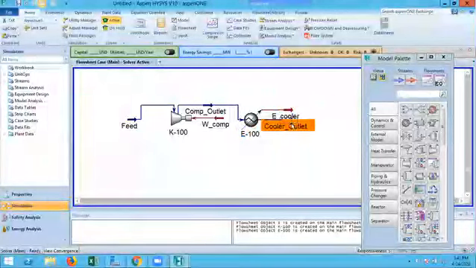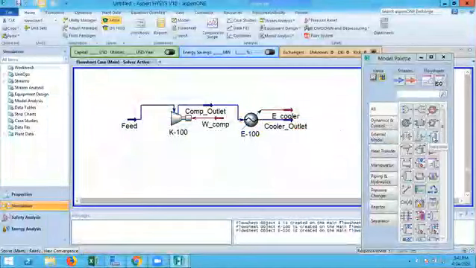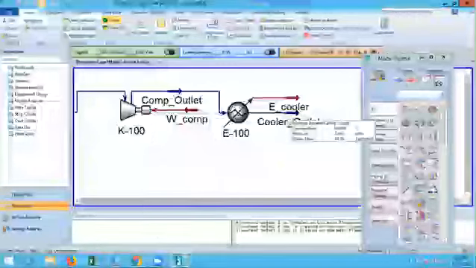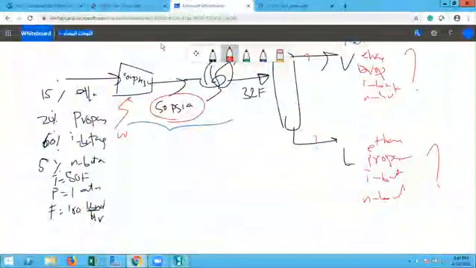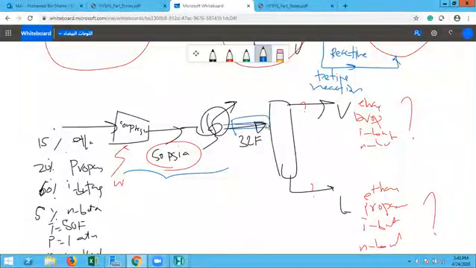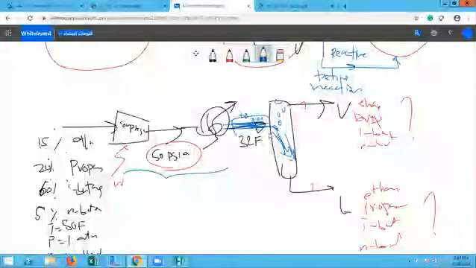Now, the next step is to take this stream to a separator. That is the separator, as you can see. Before it goes to the separator, I have to make sure that this stream is in fact a mixture of vapor and liquid, right? Because if I want to separate this stream inside a separator, it has to be part liquid and part vapor. Once it enters the separator, the vapor will go up and the liquid, of course, will go down. It will be separated by gravity.